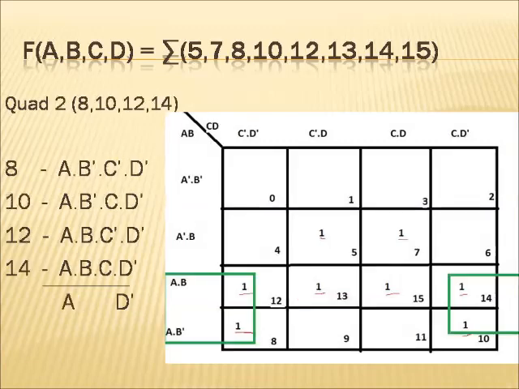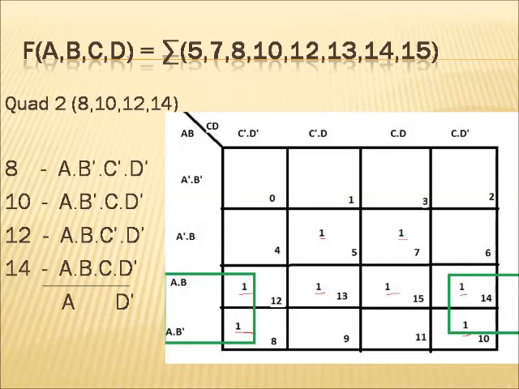Okay, now we have the quad 2. In this quad 2 also we have 4 selected cells. The cells are 8, 10, 12, 14, right? As I already told you, this group is formed by joining the leftmost and rightmost cells, right? I'm just writing the values for these selected indices 8, 10, 12, 14.